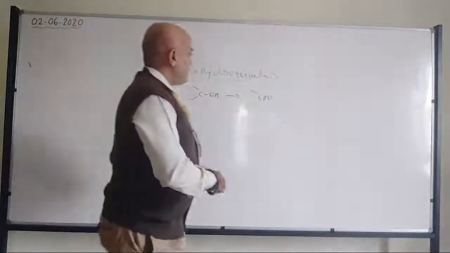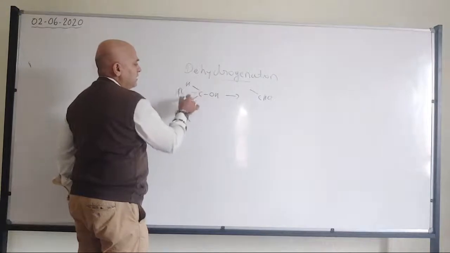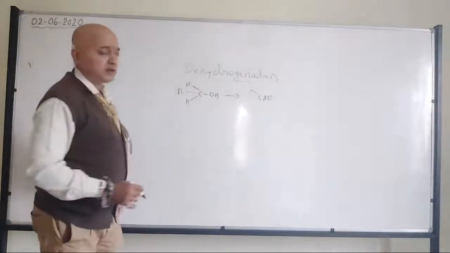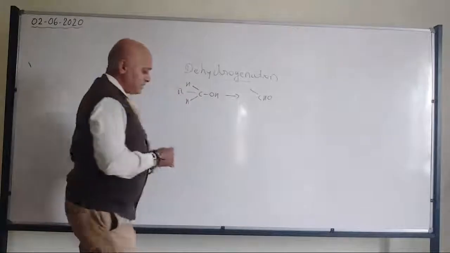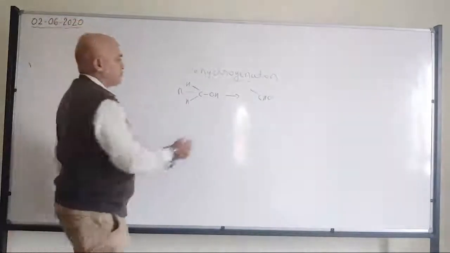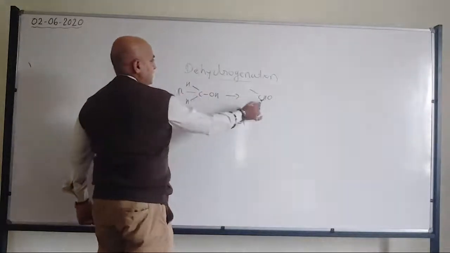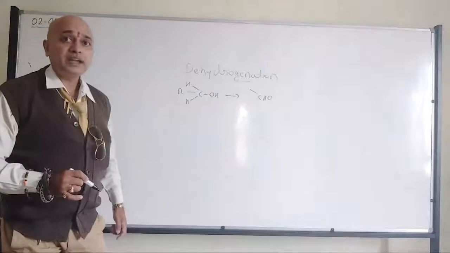Now, if you have taken RH, that is primary alcohol, then the product can be aldehydes, right? So we are removing the 2 hydrogen. So 1 hydrogen, 1 hydrogen. Left over is only 1 hydrogen. So that's where it will be aldehyde.